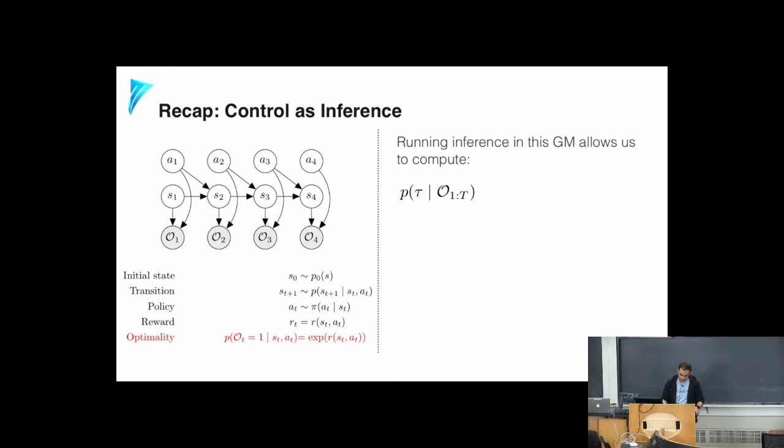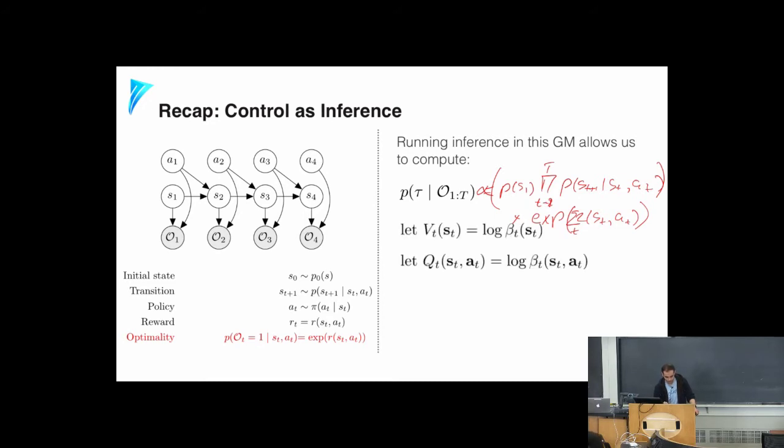And this distribution was equal to the probability of the initial state, and then the product over the dynamics, so s_{t+1} given s_t, a_t. And then we multiply this whole thing with the exp of the rewards at every time step, and we sum over the time steps. And this is proportional, because it's a conditional distribution, it's proportional to the joint distribution.